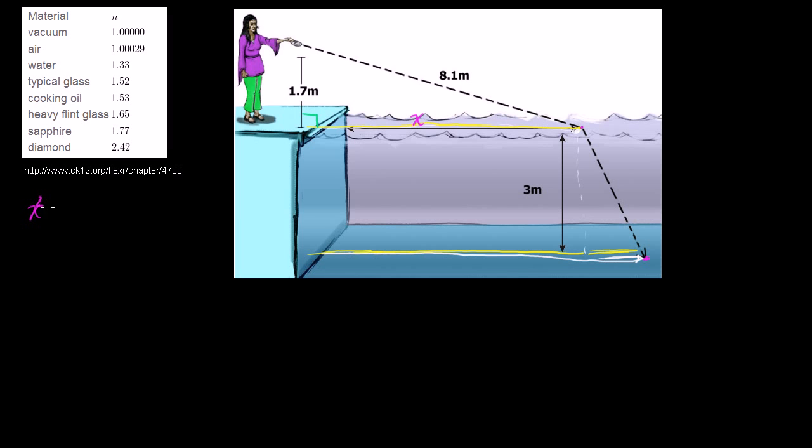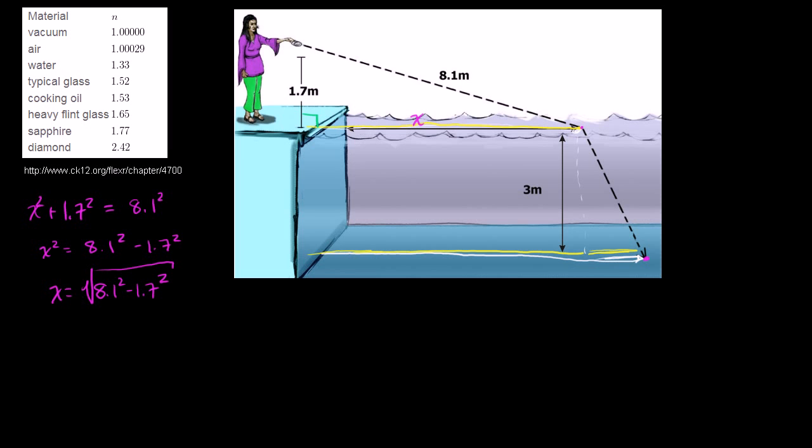Just straight up Pythagorean theorem. So x squared plus 1.7 squared is equal to 8.1 squared. Or we could subtract 1.7 squared from both sides. We get x squared is equal to 8.1 squared minus 1.7 squared. And if we want to solve for x, x is going to be the positive square root of this, because we only care about positive distances. X is going to be equal to the principal root of 8.1 squared minus 1.7 squared.